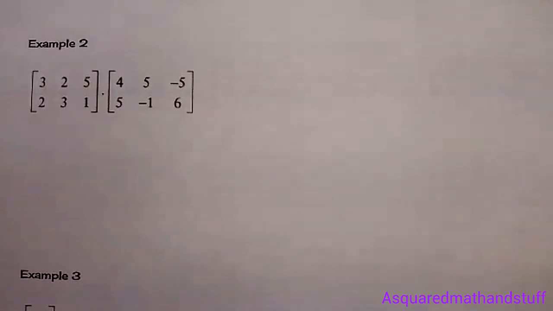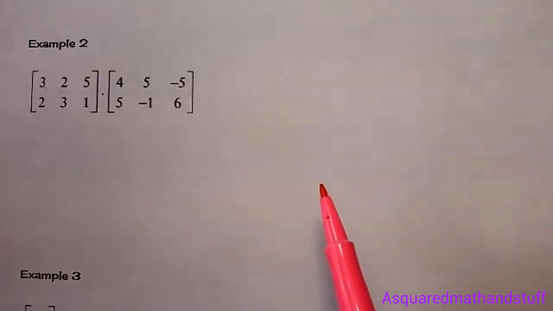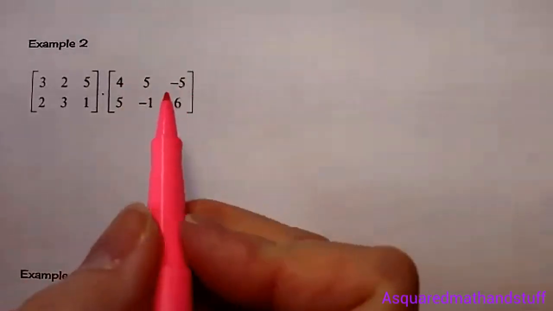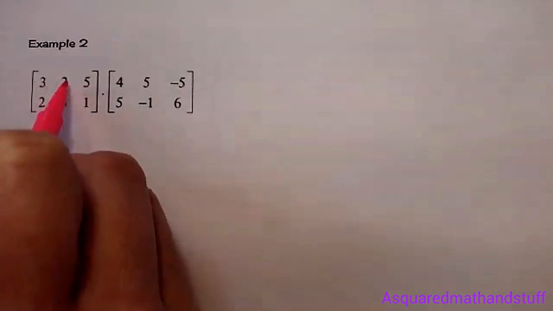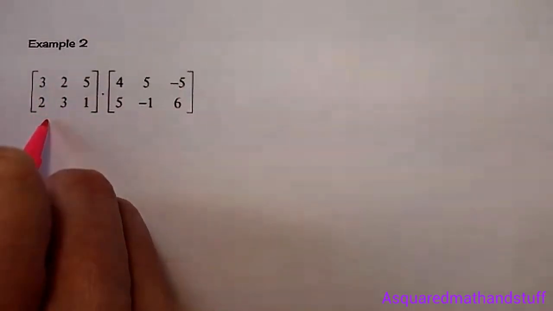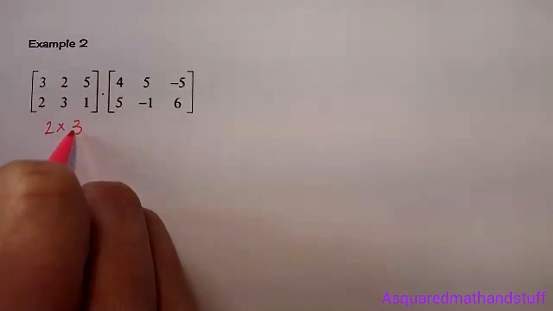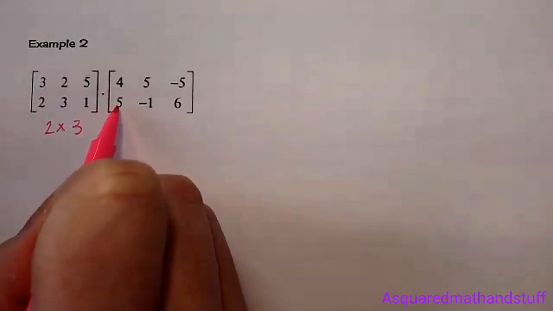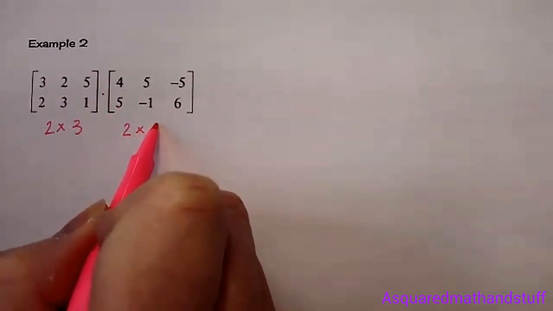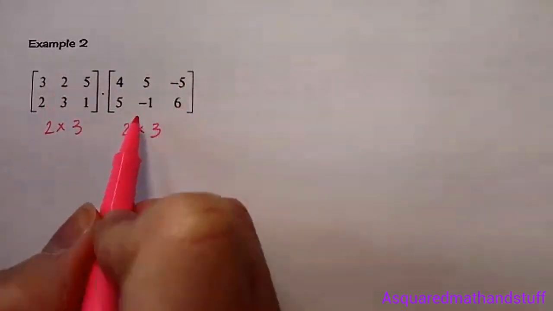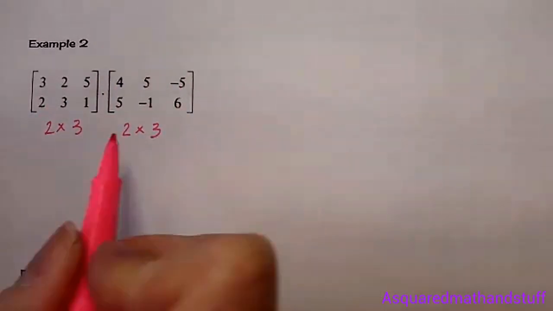Remember, the first thing we always have to do is look at the dimensions because that tells us first if we're able to multiply and then what the final dimensions will be for our product. So we have a 2 row by 3 column here. So 2 by 3, and we are multiplying that by a 2 row, 3 column. So the dimensions of both of these are exactly the same.